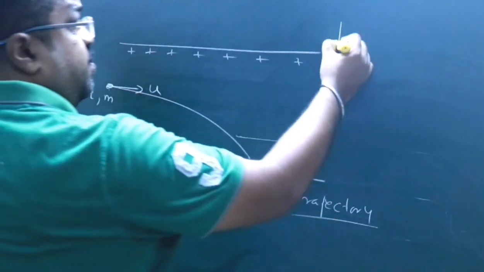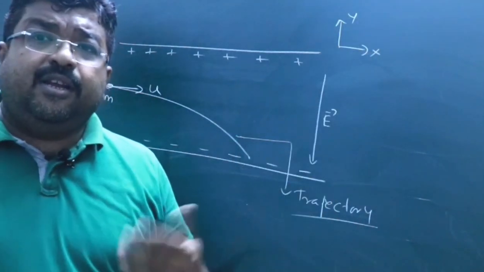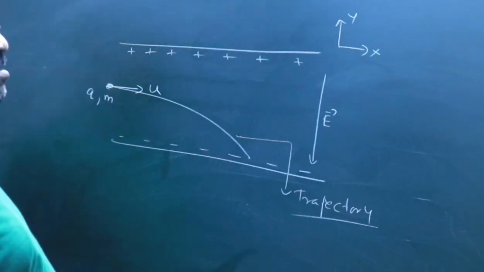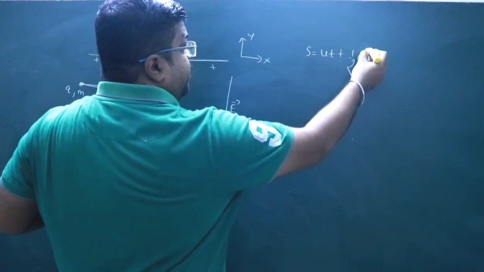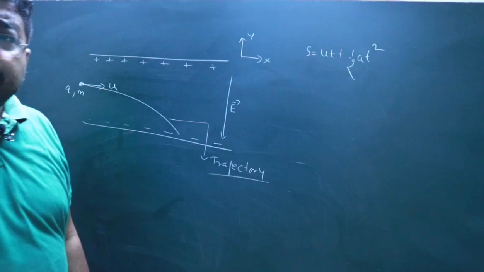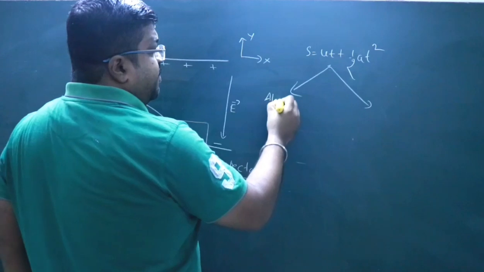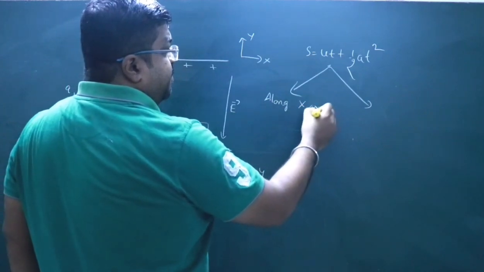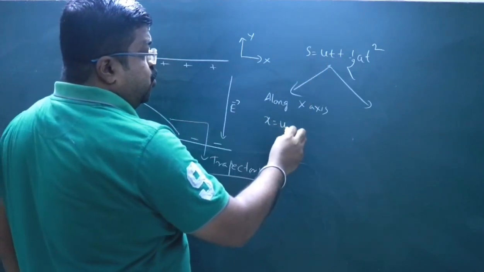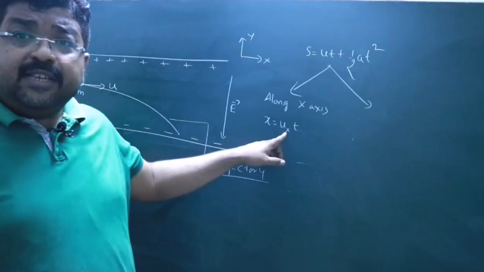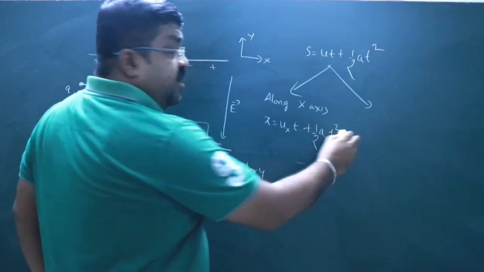Suppose this is the x-axis and this is the y-axis. So here the motion is taking place in two dimensions. Now if we write the equation of motion, S is equal to ut plus half at square. If I break this equation into two dimensions, along the x-axis I will have x is equal to uxt, the initial velocity along the x-axis multiplied by time, plus half axt square.